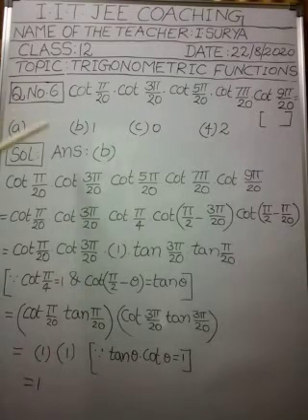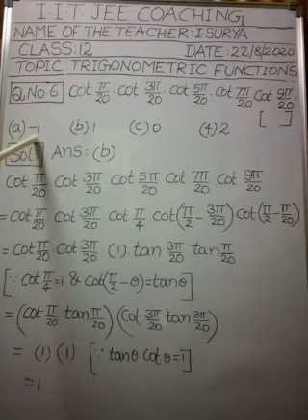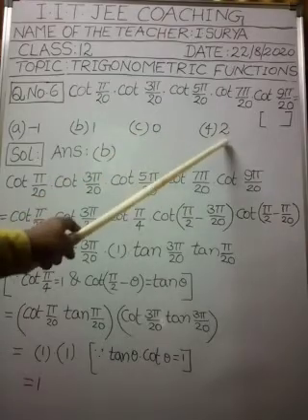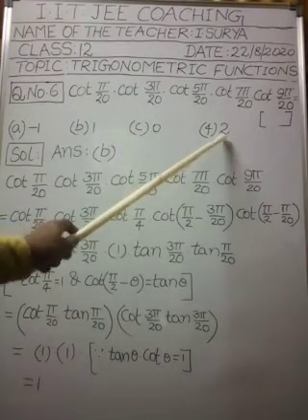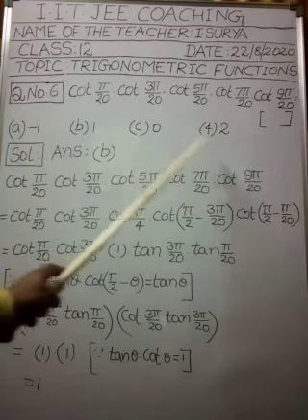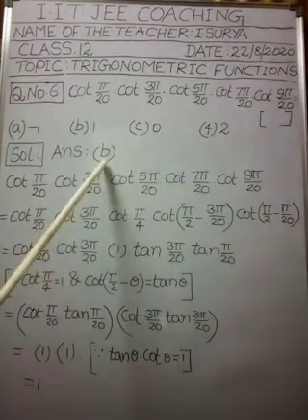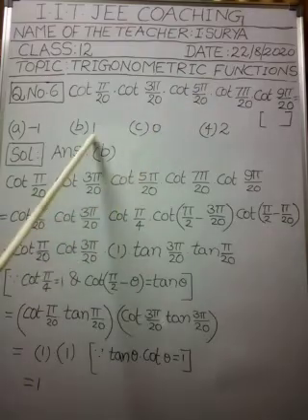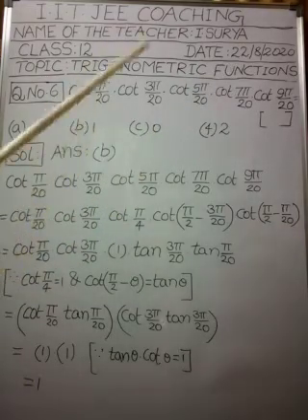See the options here. First option is minus 1. Second option is 1. Third option is 0. And the fourth option is 2. Okay, my dear children? Out of these 4 options, second option is correct. Means the value of this expression is 1. Let us see the explanation.